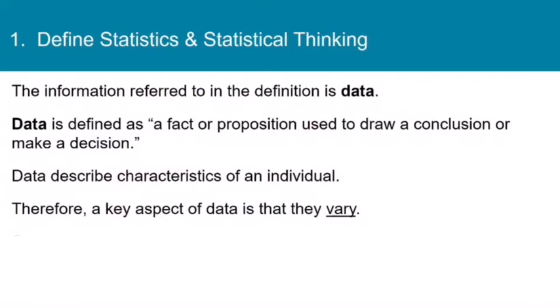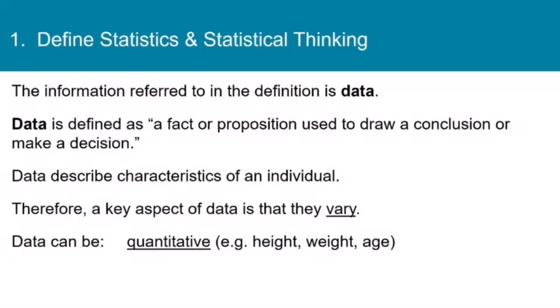So one piece of data about you is your hair color, and your hair color is not the same as everybody else's. Another piece of data about you is your eye color. Another piece of data about you is your height. And another piece of data about you is your address. So data can vary from person to person, and that's why we're interested in measuring them. If they were all the same, well, we wouldn't need to measure the data at all.